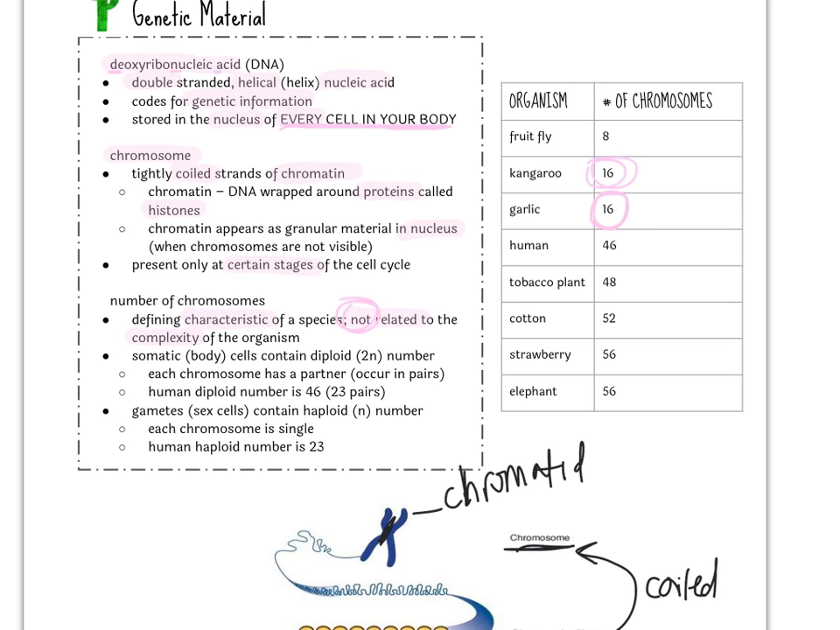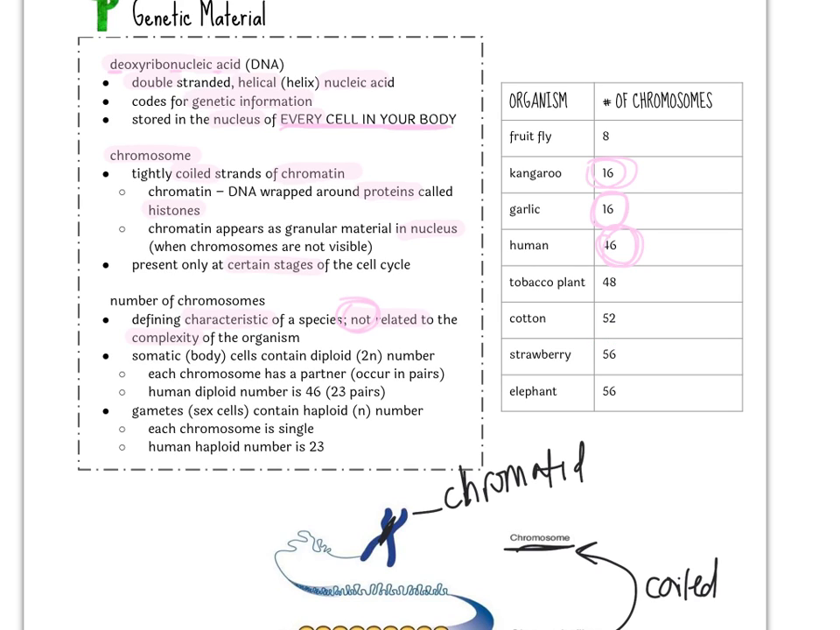Okay? So kangaroos are obviously more complex than garlic, but they have the same number of chromosomes. So the number of chromosomes isn't related to the complexity. Humans will come to find this out and know this number, 46. We have 46 chromosomes, or 23 pairs. And a tobacco plant, a measly little plant, has more chromosomes than we do. Cotton, which you think might be pretty simple, has 52 chromosomes.